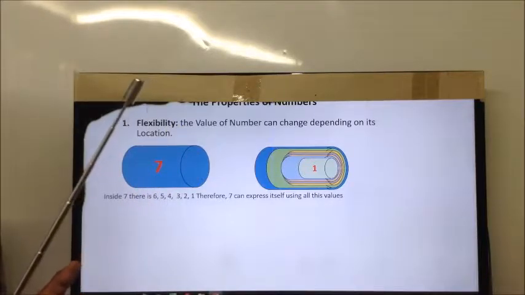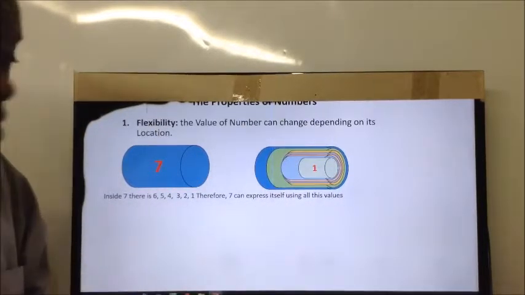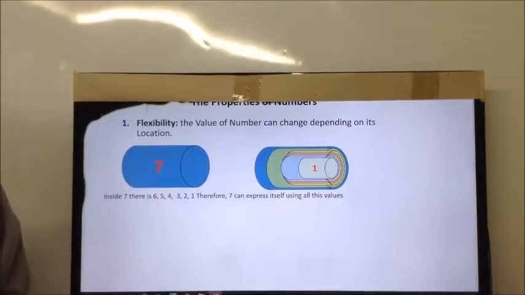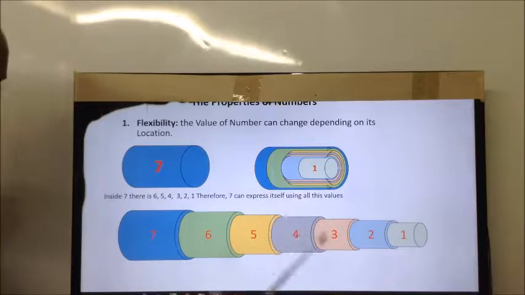That's why number 7 can express itself using all the values below it. And when I say the values below it, you see this. It's just like that. Inside 7, there is 6, there is 5, there is 4, 3, 2, 1.